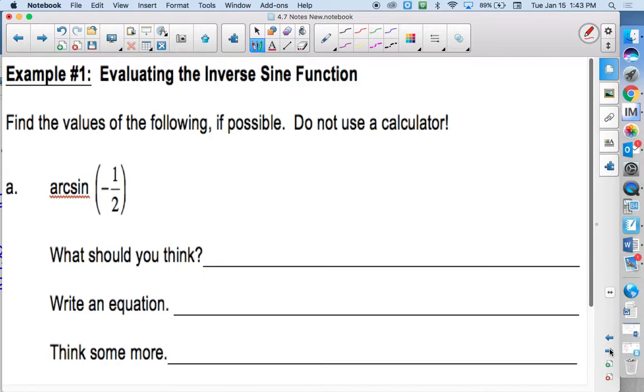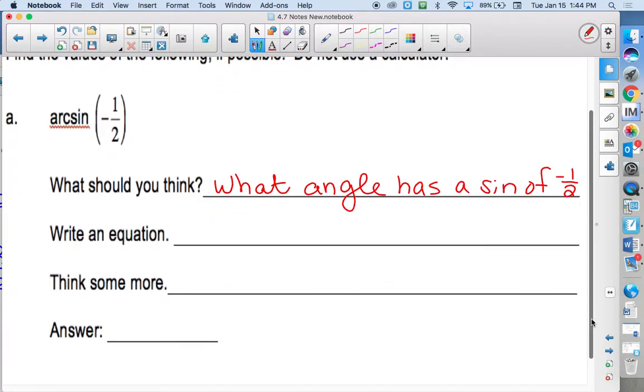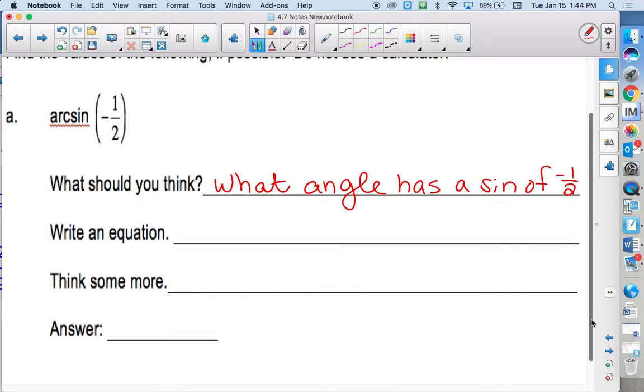So it says, what should you think? Well, our goal is really to find an angle, because that's the answer of an inverse function. We're finding the angle that has a sine value. What angle has a sine value of -1/2? That's really what the question is asking. So when it says arc sine or inverse sine, the question is really saying, even though it's not talking to you, what angle has a sine value of -1/2?